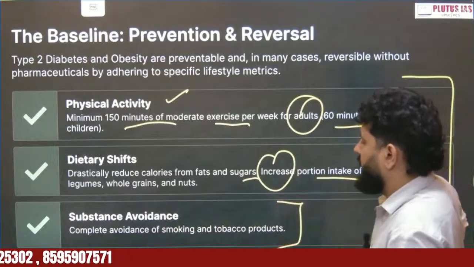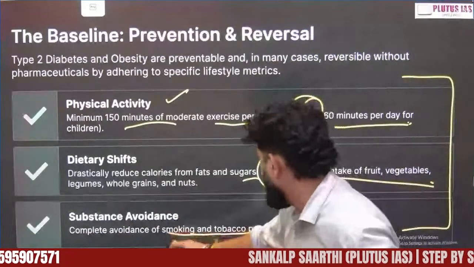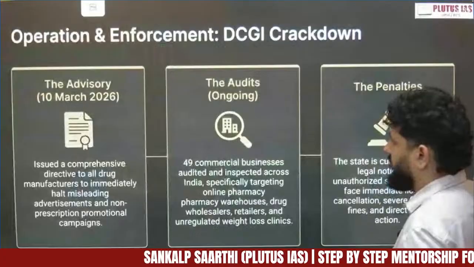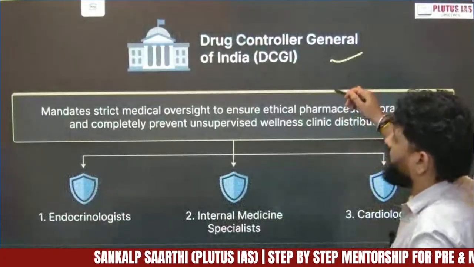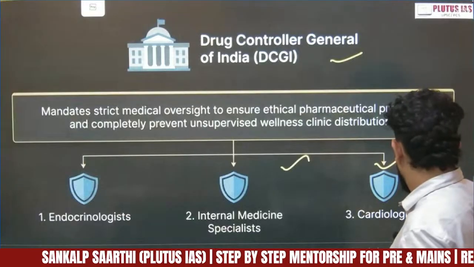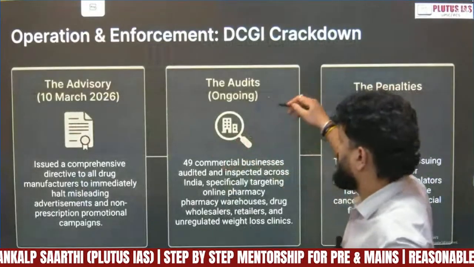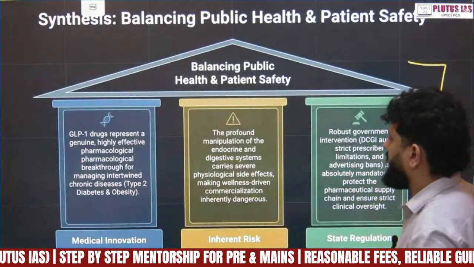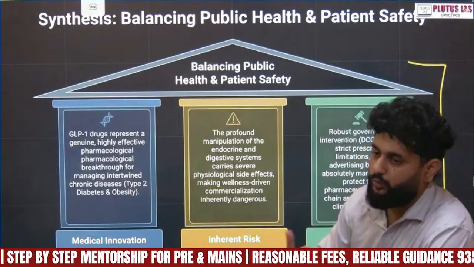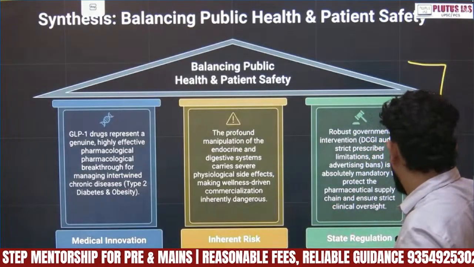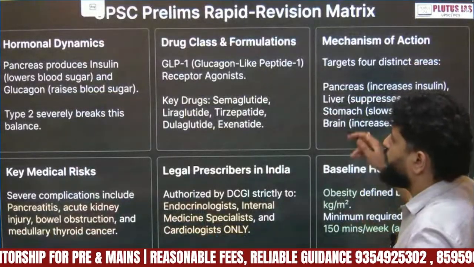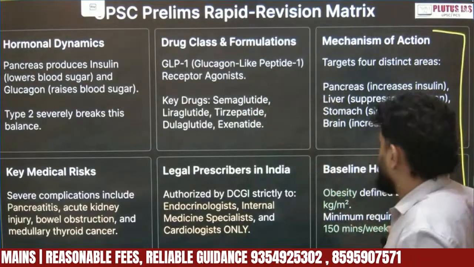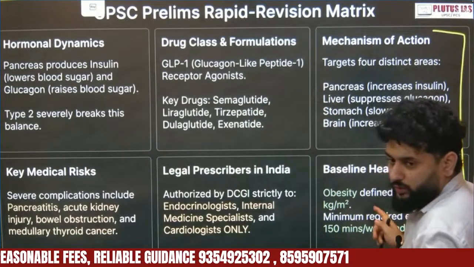Substance avoidance, what? Completely avoid smoking and tobacco products. We have already studied the DGCI, the Drugs Controller General of India, their works, the advisory, the audit, the penalties, all this stuff. So this is a balanced public health participation thing, like what we have to do, right? जो अभी हम लोगों ने functioning things के साथ लिखा है. अब इसके रिलेटेड जो यूपीएससी प्रीलिम्स रैपिड रिवीजन है, इसका एक स्क्रीनशॉट ले लो.